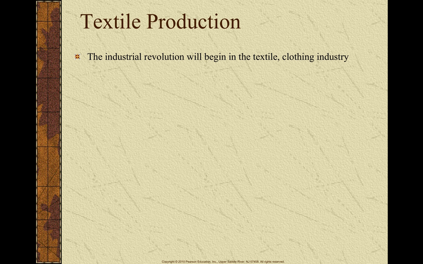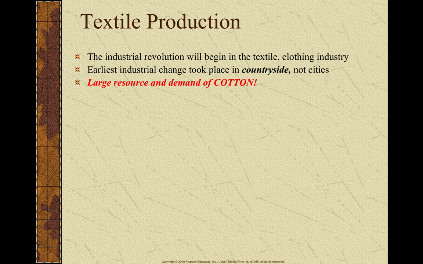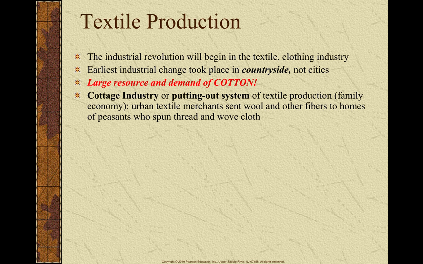Textile production. The Industrial Revolution is going to begin with the clothing industry. It begins with textiles, okay? And remember, the earliest industrial change is going to take place in the countryside with that putting out system, not in cities. And with England making a ton of new clothes and industrializing in the textile industry, there's going to be a large demand for cotton. Where are they going to get that cotton from? The United States. We've already talked about this.